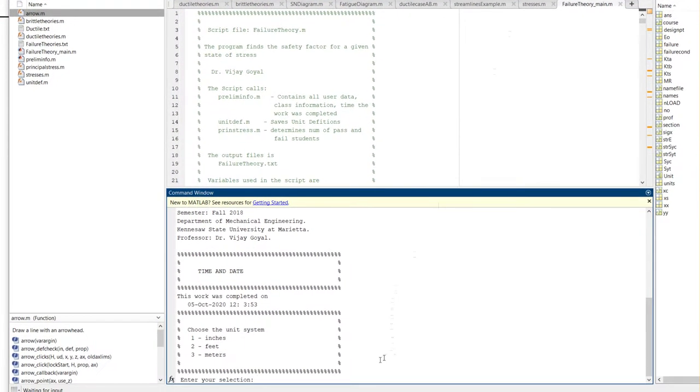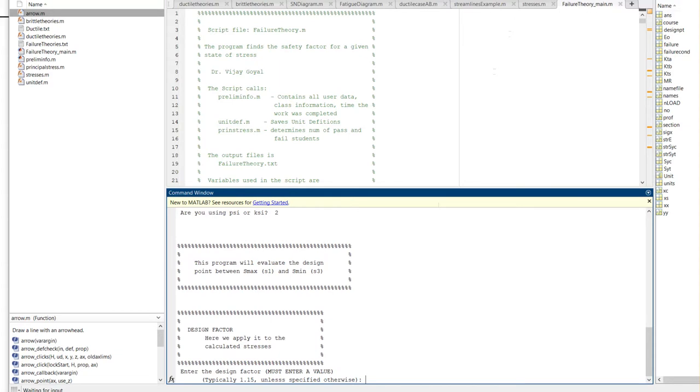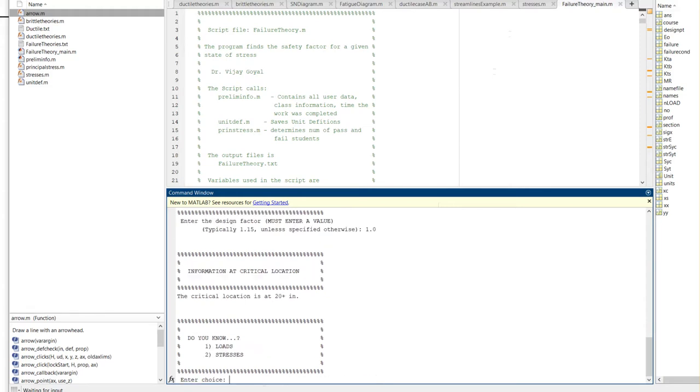Once you run it, you can ask a couple of questions. The first question is in inches. Yes, we are working in inches. We are working in KSI. And like I told you, we are going to assume this is equal to 1. Please make sure that when you're running this code, even if it's 1.15, you need to enter 1.15. You cannot leave it blank, otherwise it will give you an error.